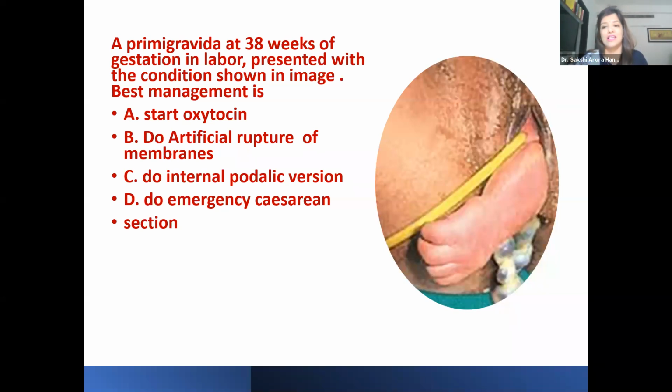And here in this case, you can see the cord is also prolapsed. And as I told you, in transverse lie, the only management is cesarean section. So over here, if they show you this image, it means that you have to go for cesarean section. Right now, in this condition, you are going to see that the patient is going to present to you in obstructed labor, because the dai would have tried to deliver the patient, but the baby wouldn't have delivered.